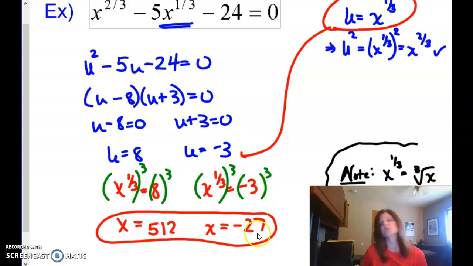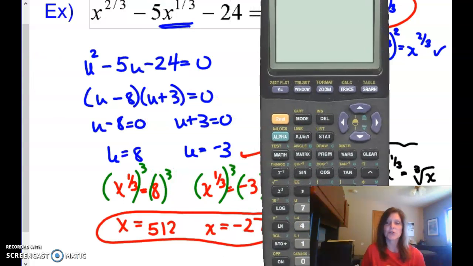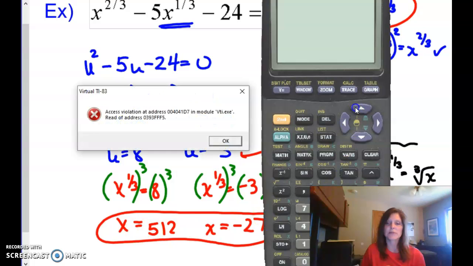Now you can check these on your calculator as well. I would definitely recommend not trying to graph these because their numbers can get kind of big. You just go ahead and put them into your calculator. Let me show you real quickly how you can do that.